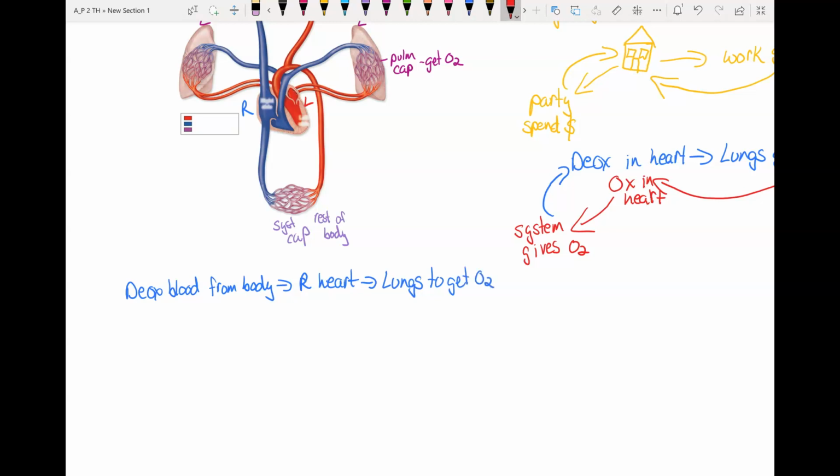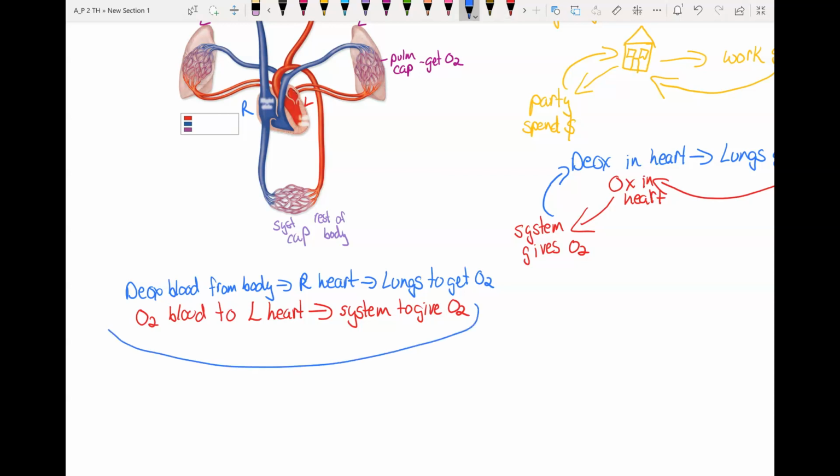Then you have oxygenated blood to the left heart. Then the left heart pumps it out to the body where it will give oxygen. Then it returns, becomes deoxygenated, and returns here to the right side of the heart. Now we're going to build on that basic pattern.